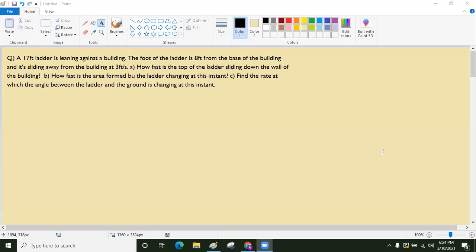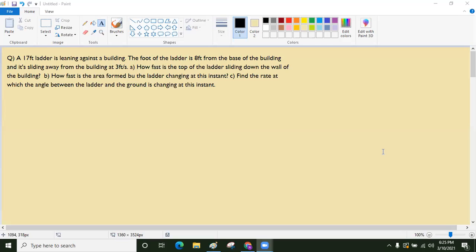So this is definitely an interesting one regarding related rates, and it's because it has three parts, and all three parts are in fact dependent on the previous part. And you'll actually understand what I mean as we progress. So we have a 17-foot ladder, and it's leaning against a building.